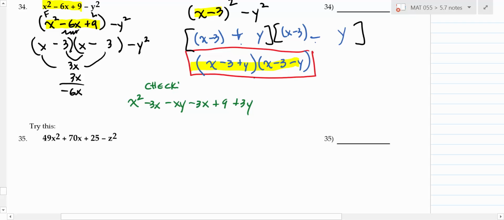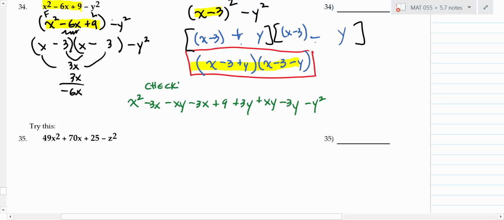Now I've got to close off by doing the y times everything. So I have y times x. That's plus xy. Y times negative 3 is negative 3y. And then y times negative y is negative y squared. So what I'm doing is just taking x times everything, negative 3 times everything, y times everything. So there are 9 multiplications. Does that look okay? It's the distributive property. It's just a bunch of terms.